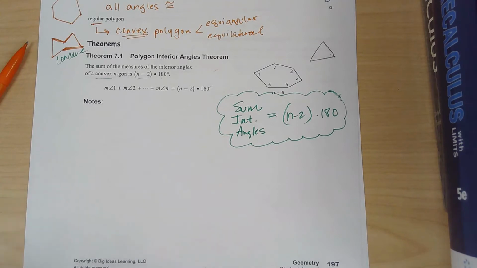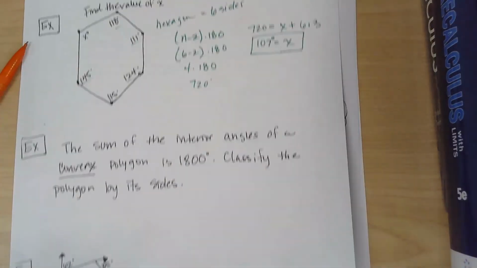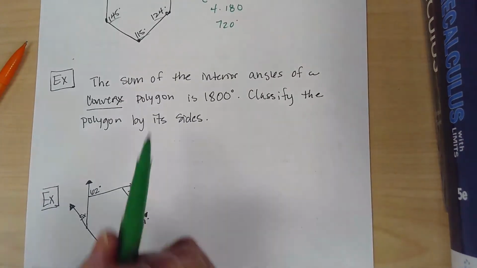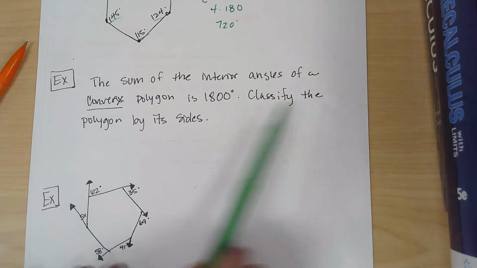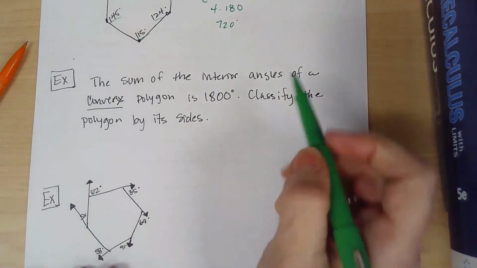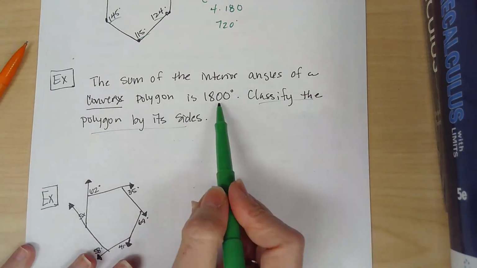All right, let's do another example. This is example 2 on our sheet, back to this sheet here. The sum of the interior angles of a convex polygon is 1800. Classify the polygon by its sides. When we say classify the polygon by its sides, I want you to name the type of polygon. So is it a quadrilateral? Is it a pentagon? Is it a hexagon?